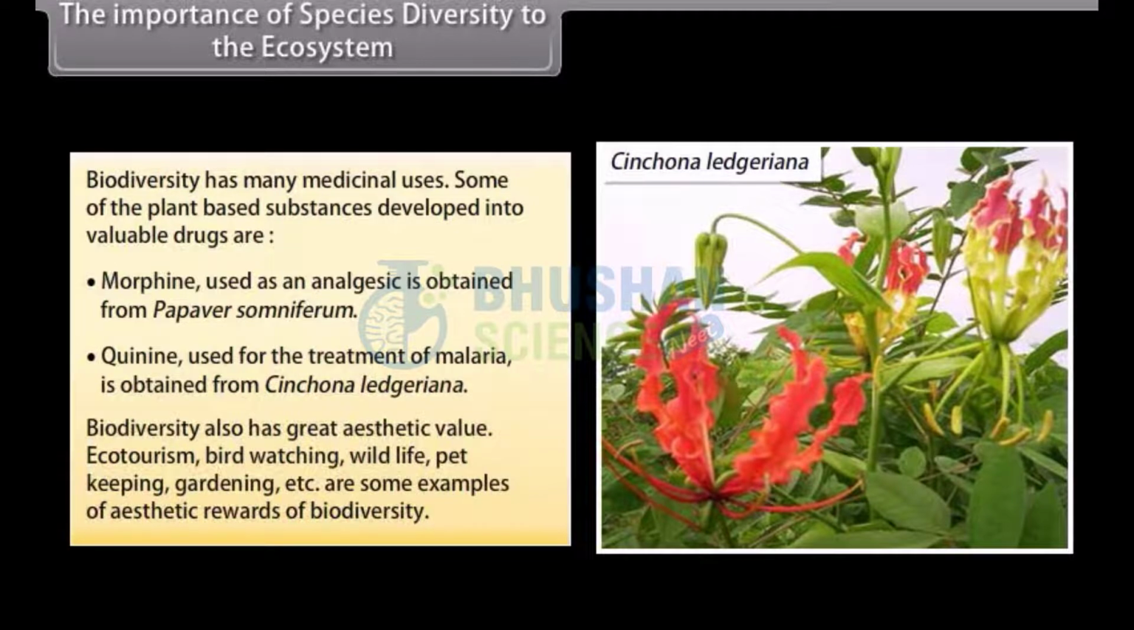Biodiversity also has great aesthetic value. Ecotourism, birdwatching, wildlife, pet keeping, gardening, etc. are some examples of aesthetic rewards of biodiversity.